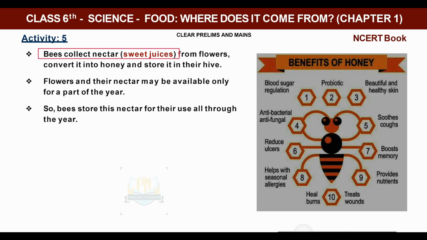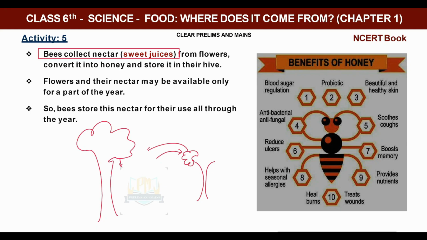If there is a plant, and in the plant there is a flower, from the flower these bees will come and they will take some juice. They will take some juice, and on a large tree, or in some places, they will start making hives, and there will be a small structure there.